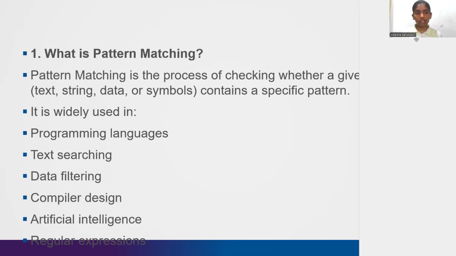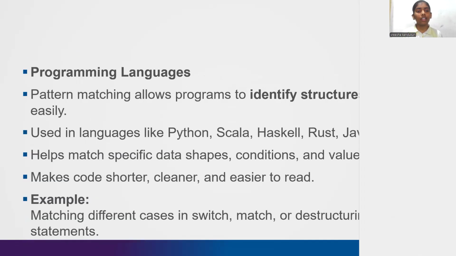So, how does pattern matching help in programming languages? Pattern matching allows programs to identify structures easily. It is used in languages like Python, Scala, Haskell, Java, etc. It helps in matching specific data, shapes, conditions, and values. It makes code shorter, cleaner, and easier to read. An example is matching different cases in switch, match, or if else statements.